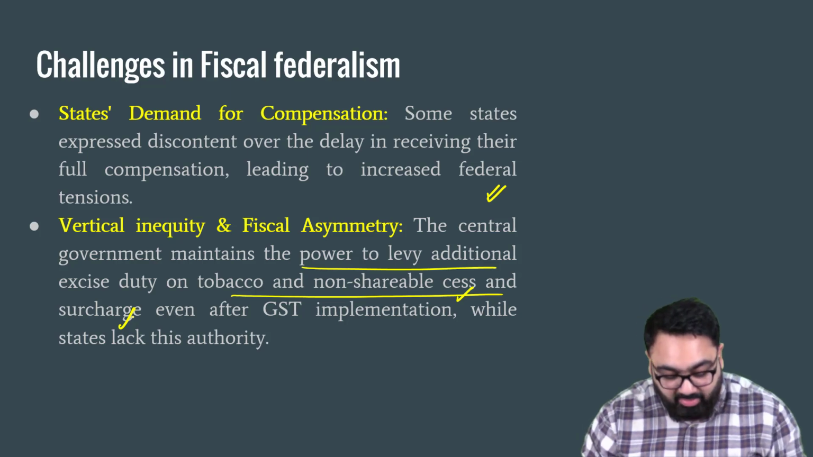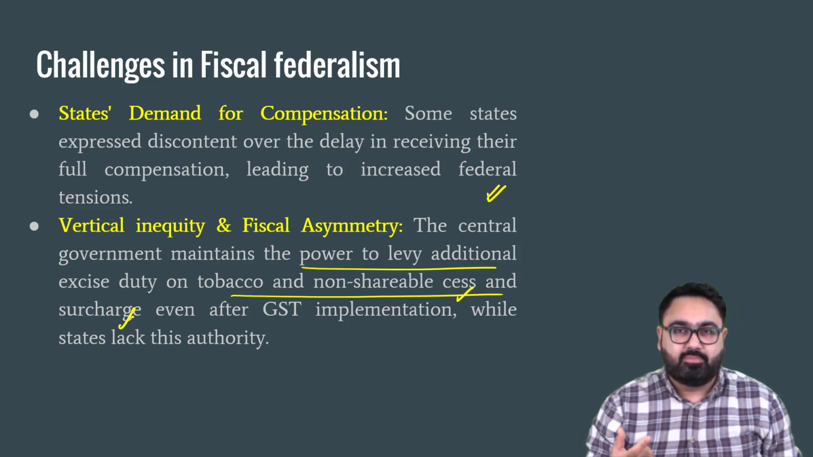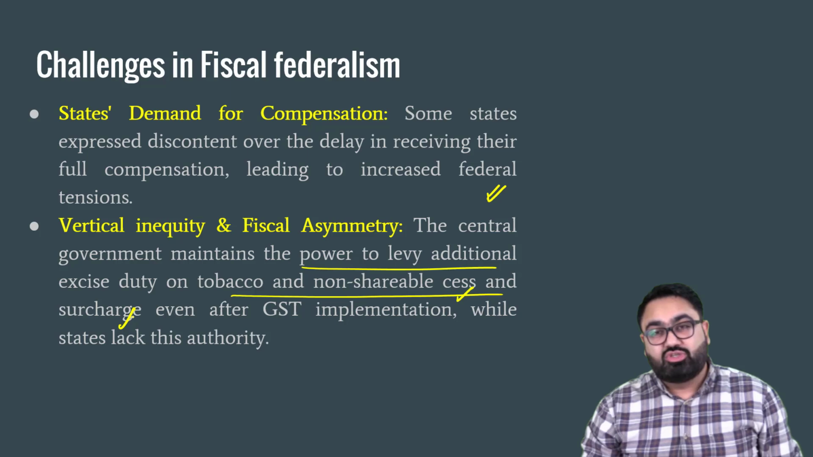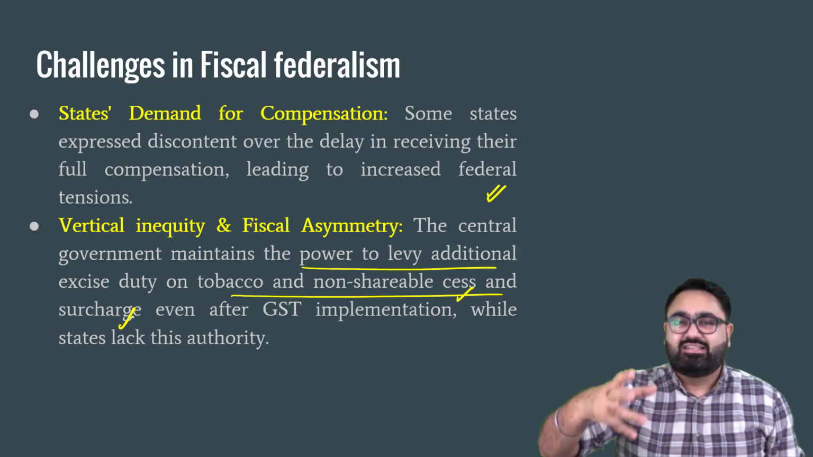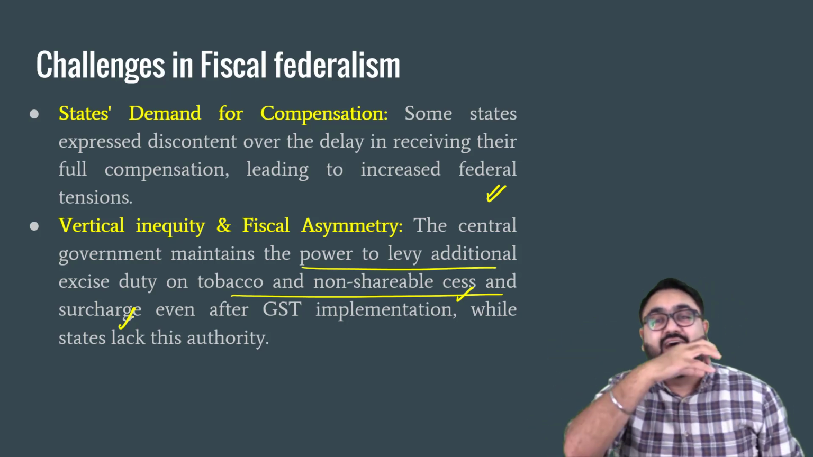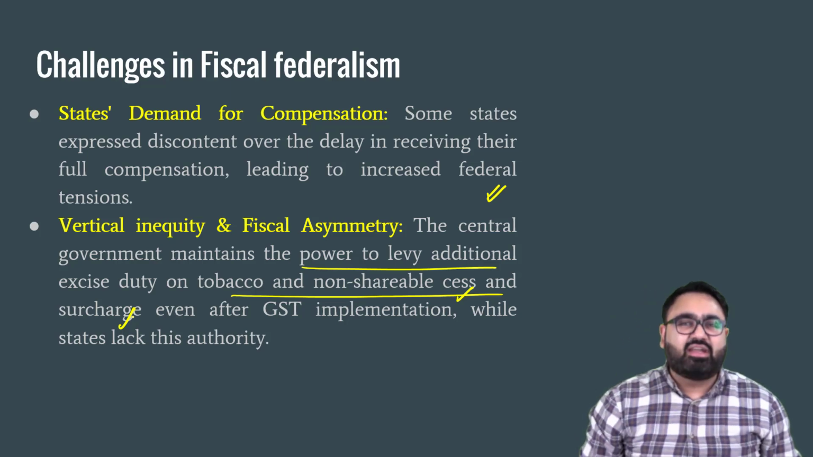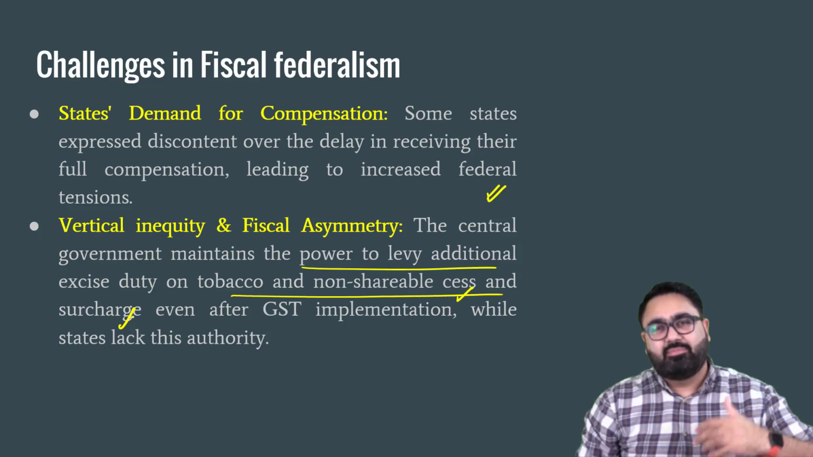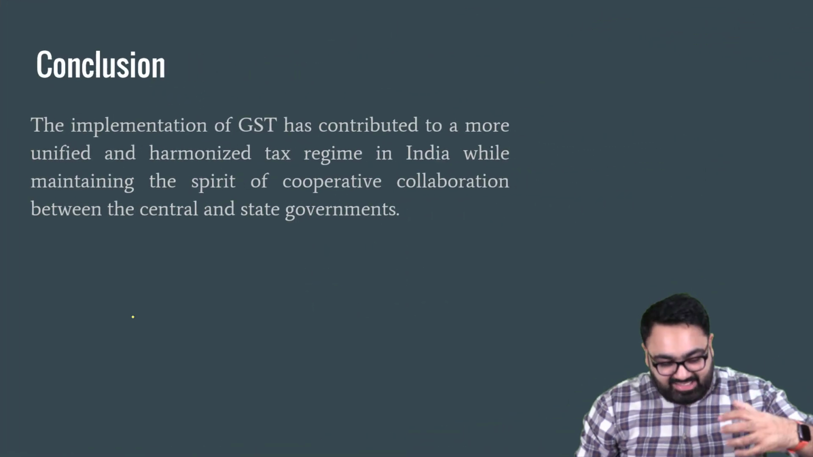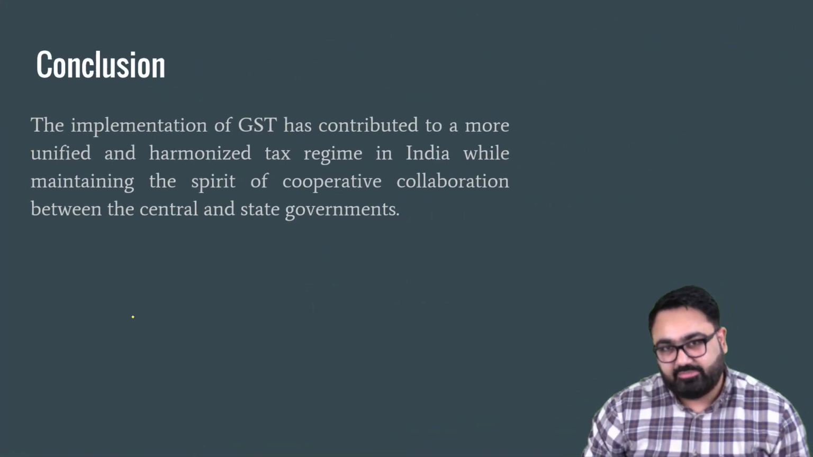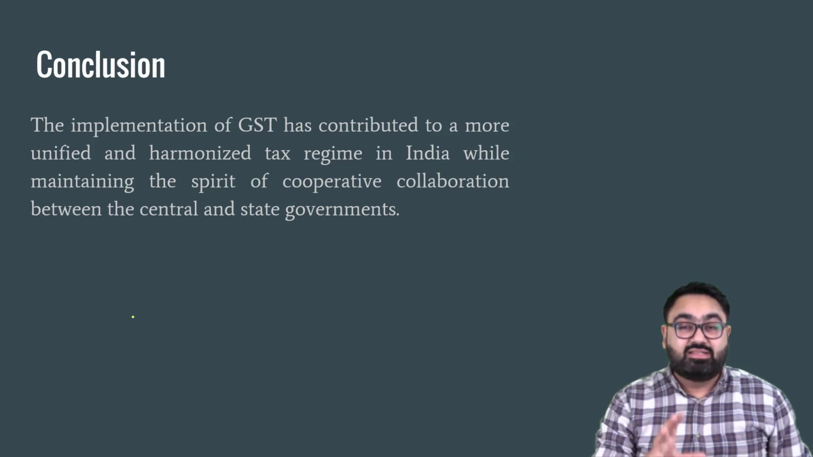That is also a big problem, that even after GST implementation, the central government uses excuses such as cess and surcharge to earn more money directly into their pocket rather than giving it to the states. So this is something that is straining the relationship between the center and the states, and the states are not happy with that. These are the pointers in the main body.